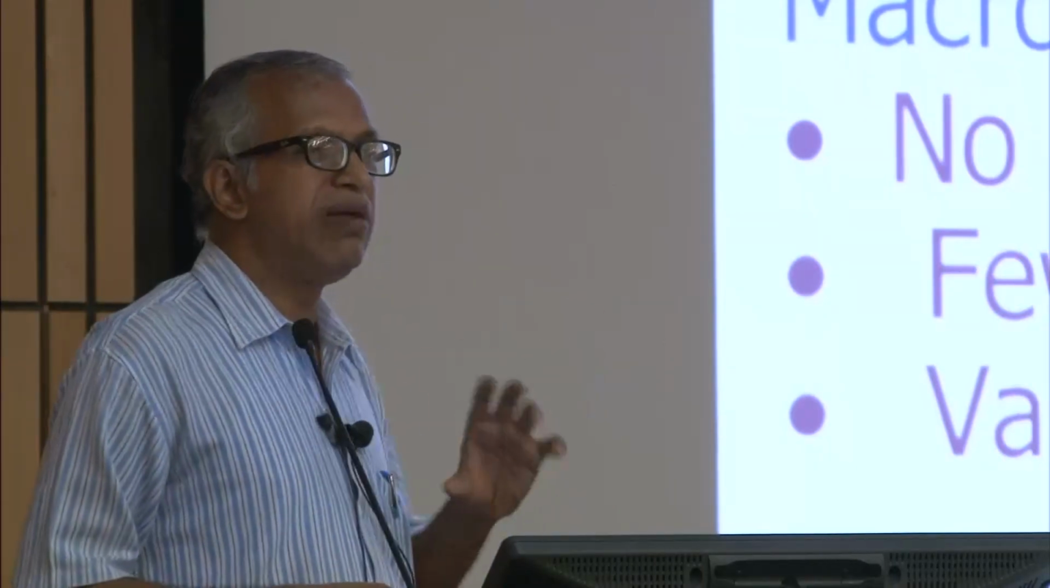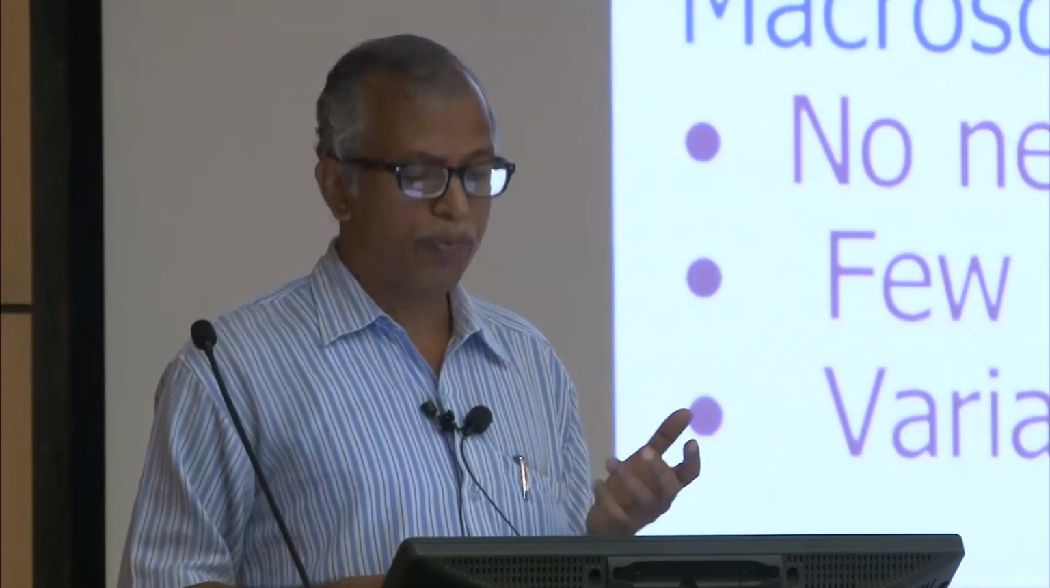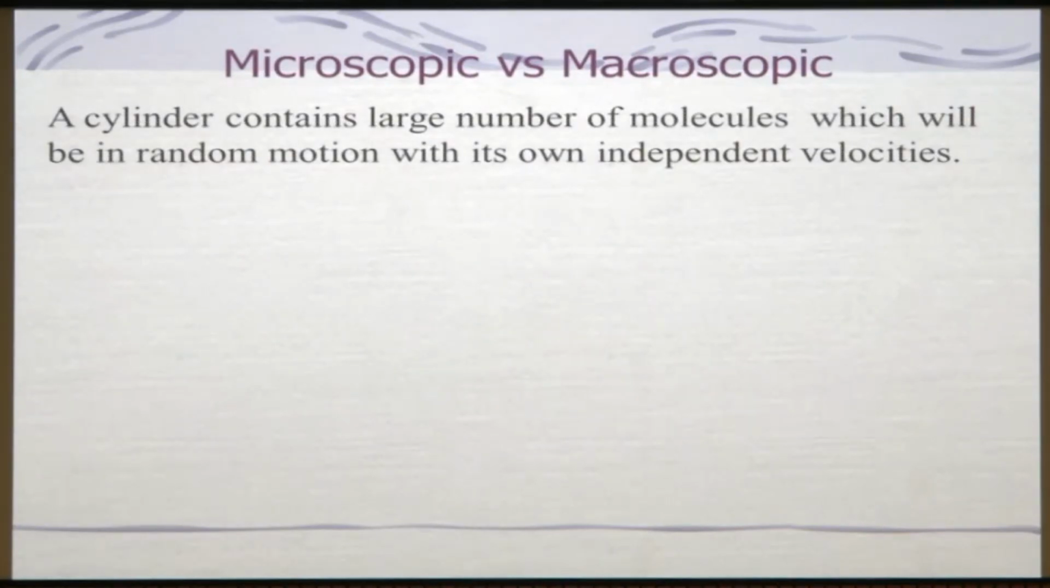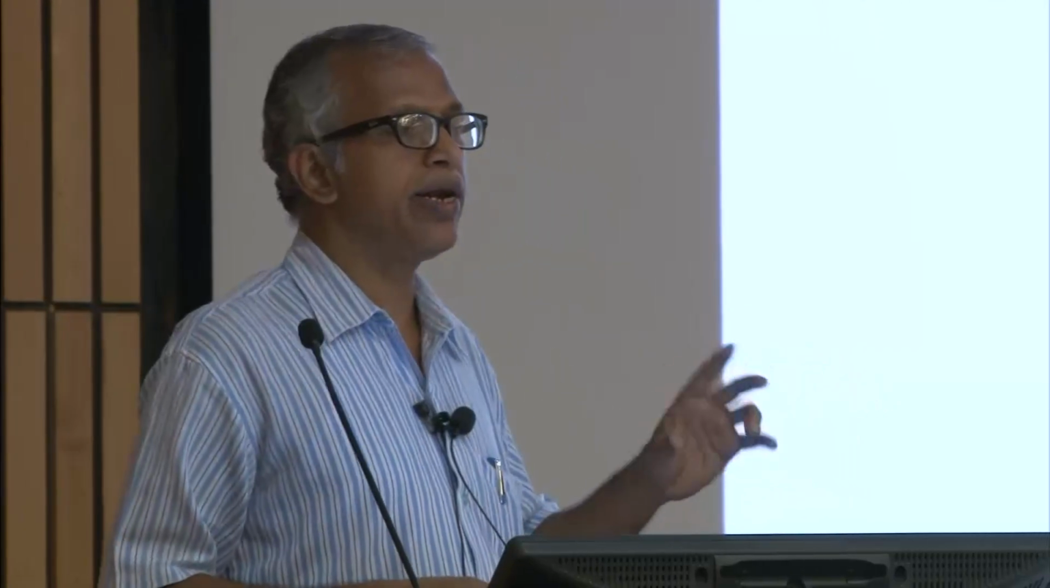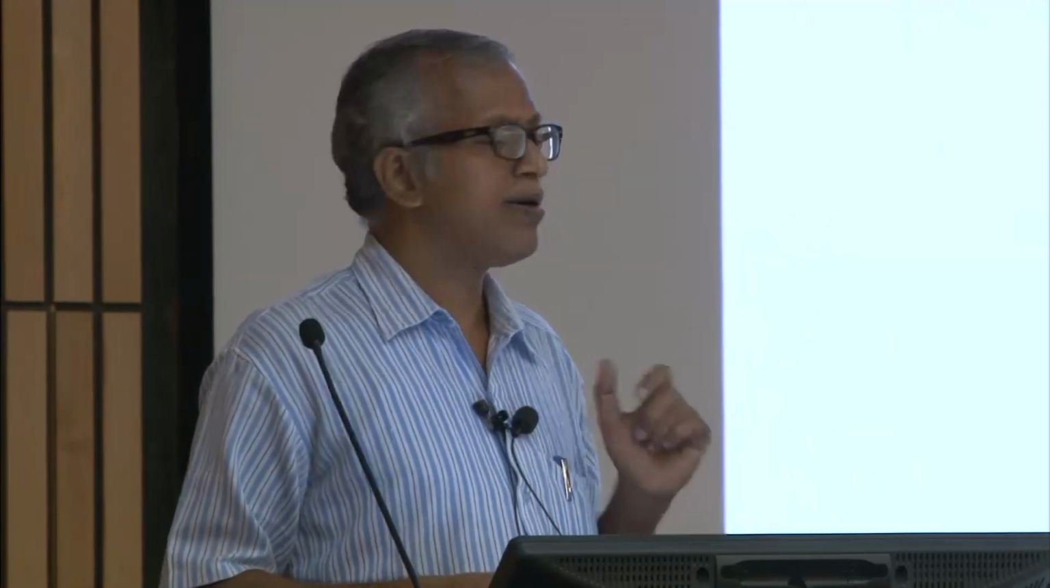Just to give you a glimpse of the meaning of the microscopic approach, let us take the same cylinder, which contains a large number of molecules, as I told you. In case of air it is oxygen, nitrogen, but it can be several other kinds of molecules, and they will be in random motion, right? They will be moving all the time, and they will have their own velocities, because they will be colliding, and then the velocity of each individual molecule may be changing. Not all molecules will have the same velocities, right?